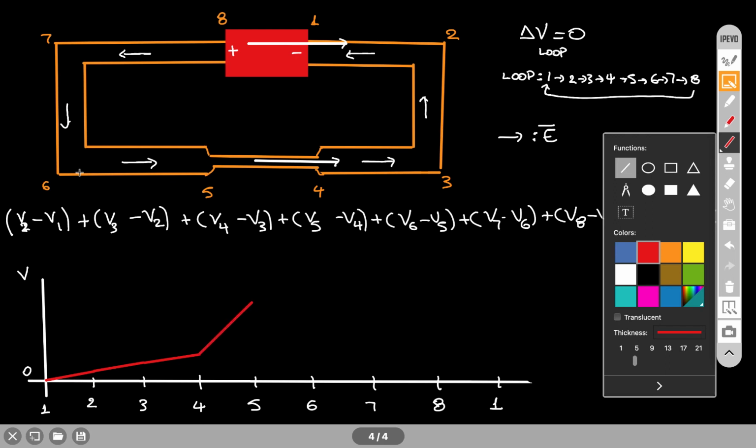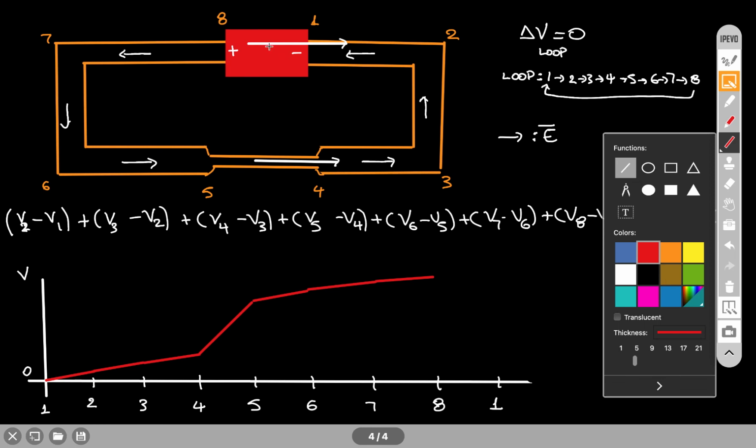And 5 to 6, same thing as before. I do have an increase, but a small one, because the electric field is not that great. And from 6 to 7 and 7 to 8, same thing. Now look at this. Now what I'm going to do, I'm going to go from 8 to 1.